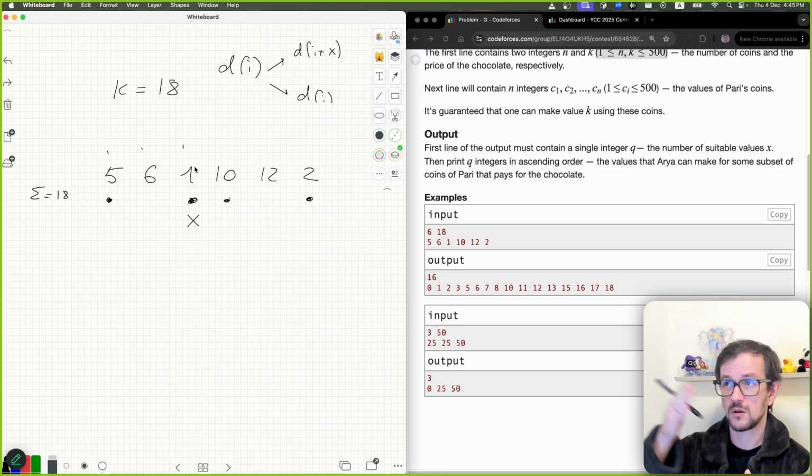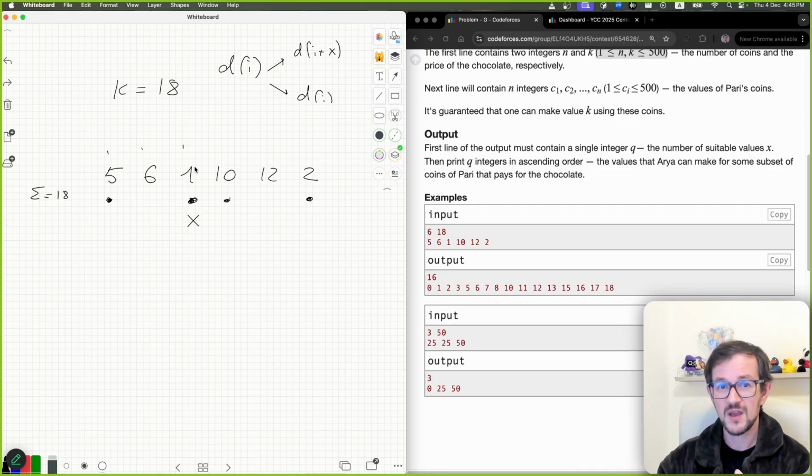So you take all your numbers one by one. For each you decide if you take it or you skip it. And you remember what the current sum is. If you take the number, you increase the sum. If you skip the number, you have the same sum.